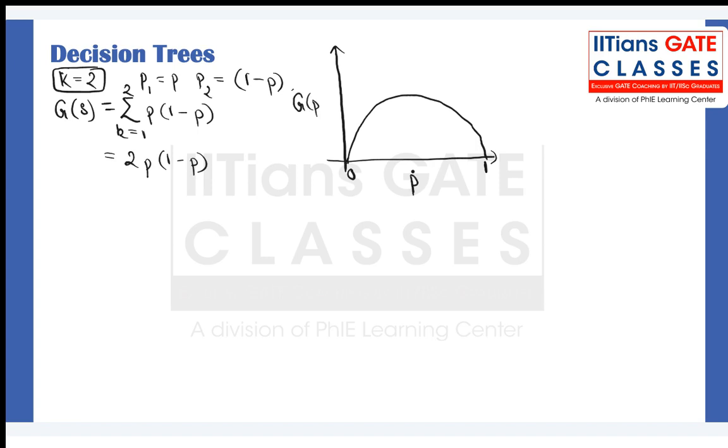So if you calculate the graph across different P, if the value of P is 0, then your impurity is 0. If the value of P is 1, then also the impurity is 0 because both of them are pure nodes. And if your value of P is 0.5, then you are actually in the middle, and your impurity is the maximum. Okay, fine. So this is the Gini impurity, and how to calculate it. I just said G of S is the summation of k equal to 1 to K, Pk into 1 minus Pk.